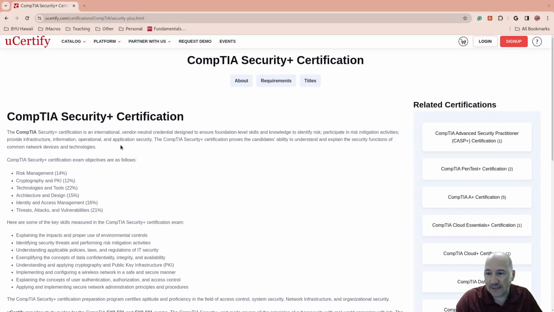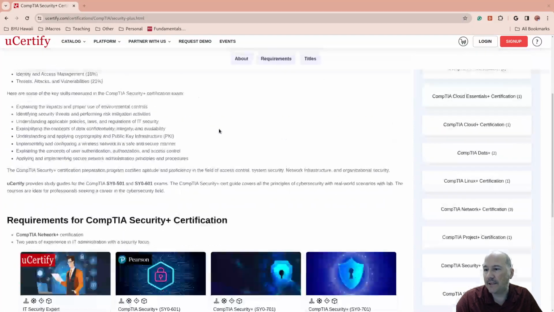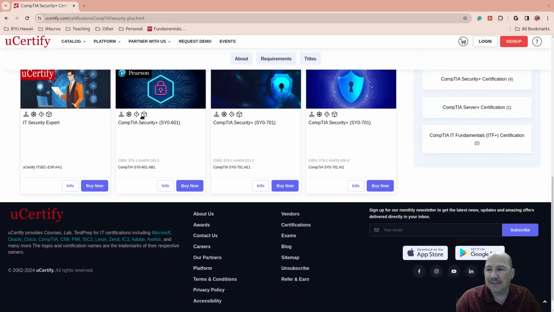CompTIA Security Plus has different exam objectives, so there's also different versions of the course. If I look here, this is uCertify's Security Plus page. Scroll down at the bottom, you can see IT Security Expert. I think that's an oldish one. There's this Pearson one, but this is for the old exam. There's two for the newer exam. I've looked at both of these.